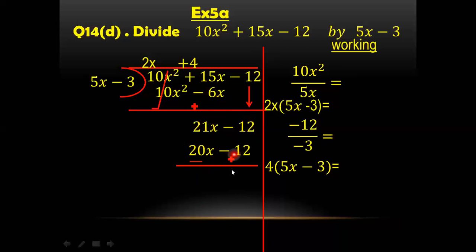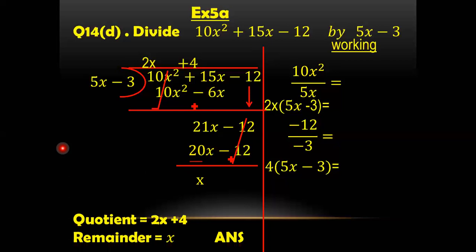The minus 12 and 12 are getting cancelled, so cancel them out and subtract them, because 21 के साथ plus का sign है और 20 के साथ minus का sign है. They will actually be subtracted, and the sign of 21 which is plus will be along with the sign of x. So this will be considered as the remainder of this division. So we will write quotient as 2x plus 4 and remainder as x.